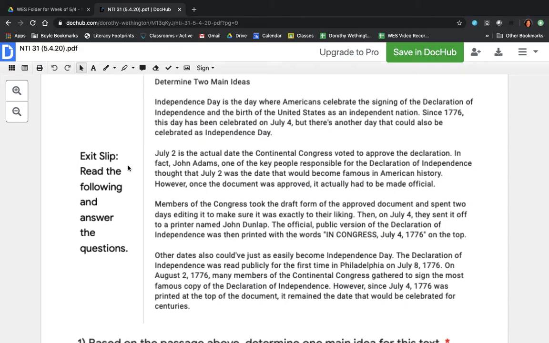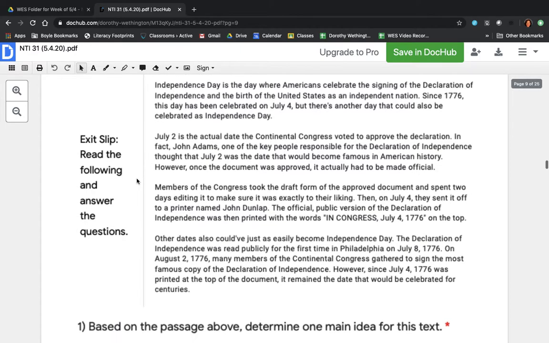July 2nd is the actual date the Continental Congress voted to approve the Declaration. In fact, John Adams, one of the key people responsible for the Declaration of Independence, thought that July 2nd was the date that would become famous in American history.